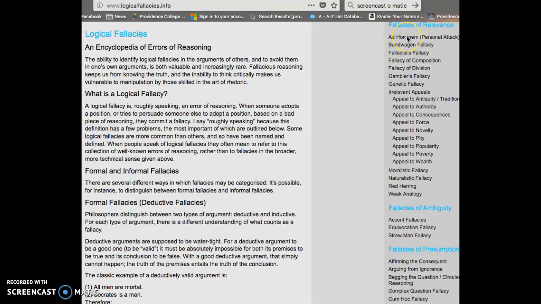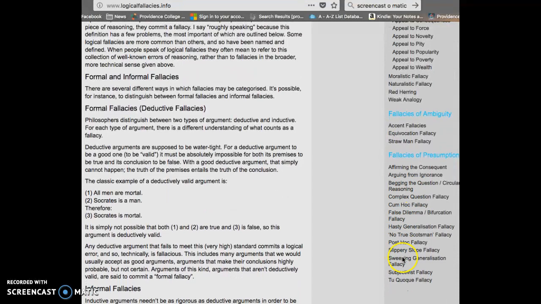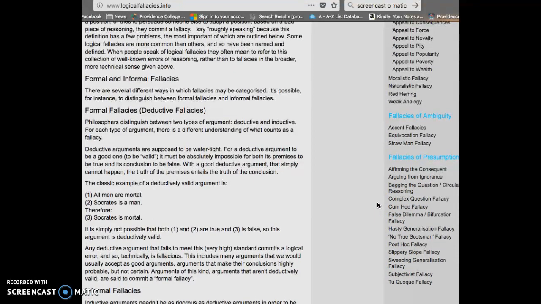We've already talked about ad hominem. We've also talked about the equivocation fallacy and the straw man fallacy, but you can see that there are a number of fallacies here. If you are looking at an argument and you can't place a name to the fallacy, you might come here for some definitions.